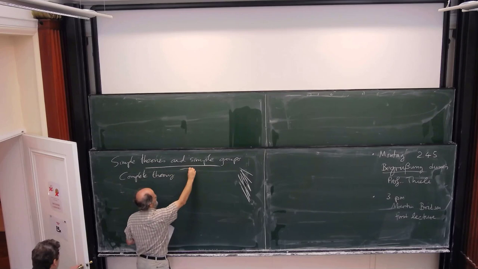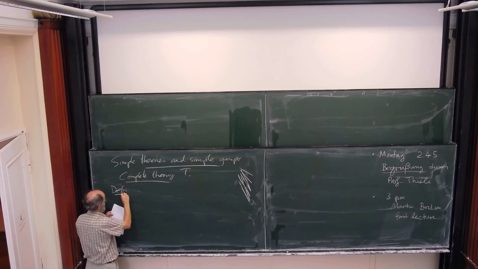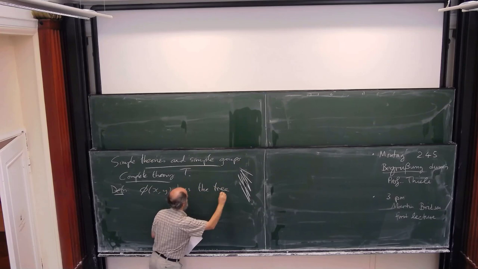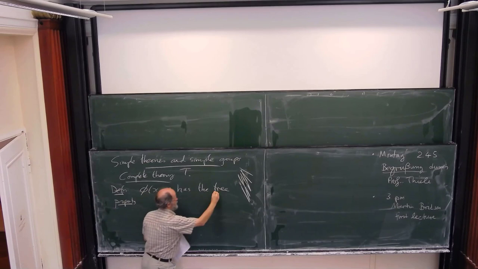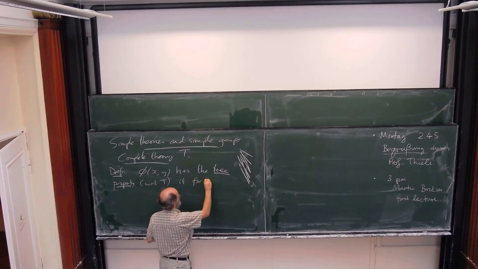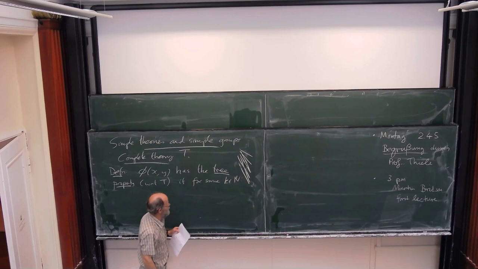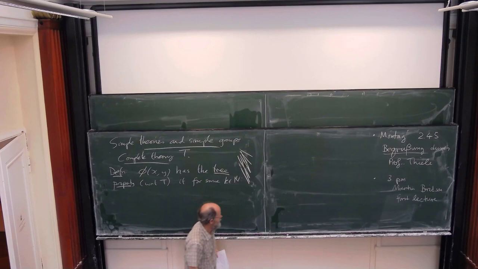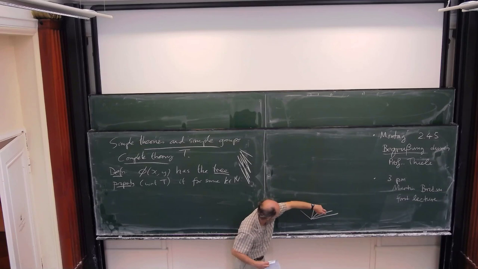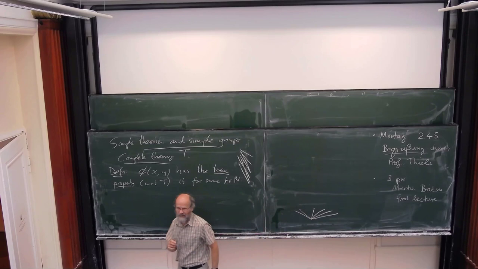And then the definition: the formula phi(x,y), so two tuples of variables, has the tree property, and this is all with respect to the theory T, if for some natural number k the following holds. Maybe before I write it down, I'll just draw a picture. The intuition is that we draw a tree of height omega, infinitely branching, where vertices, nodes, are indexed by instances of the formula phi.